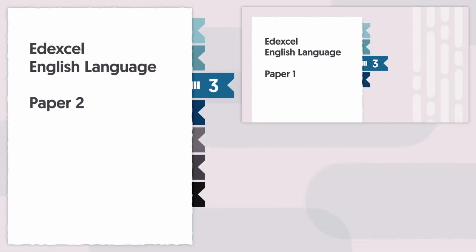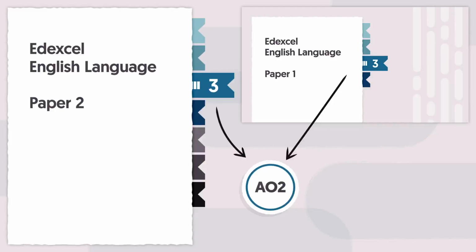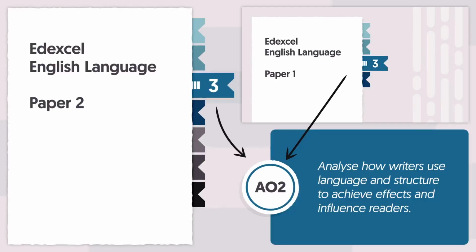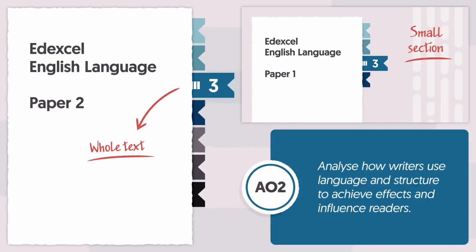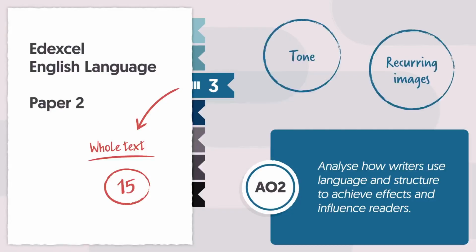Just like Paper 1, Question 3 on Paper 2 examines Assessment Objective 2. That's your ability to analyse how writers use language and structure to achieve effects and influence readers. However, on Paper 2, the question asks you to look at the whole text rather than just a small section, and it's worth 15 marks rather than 6. So discussing things like tone and recurring images can be really useful.